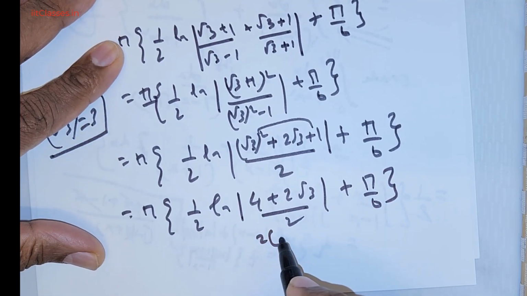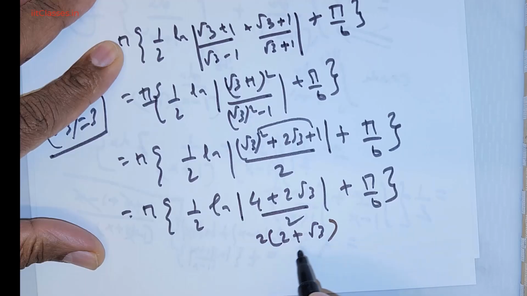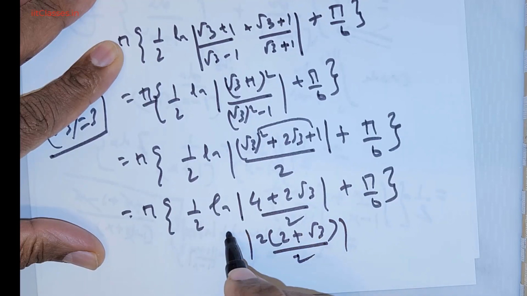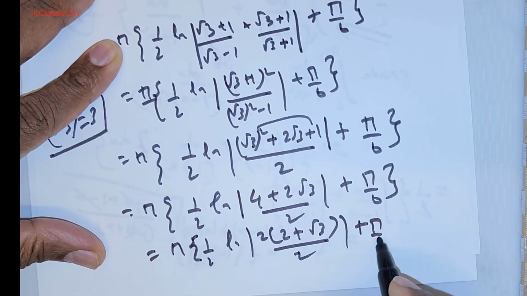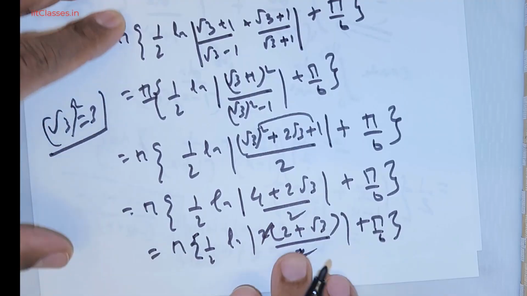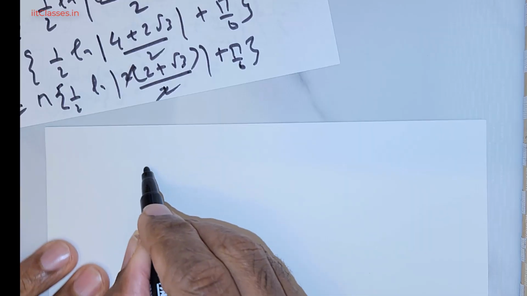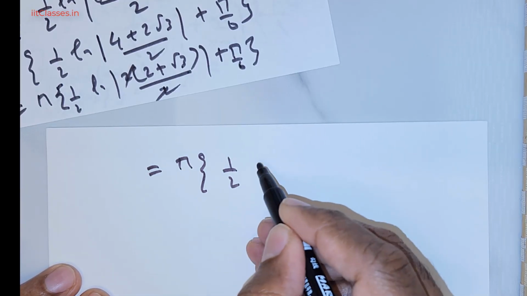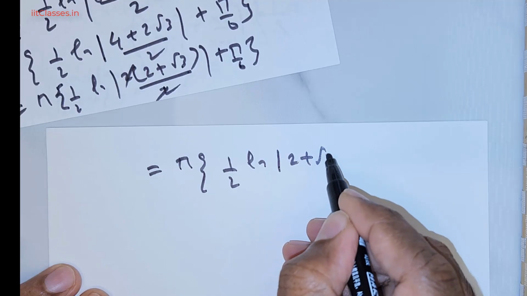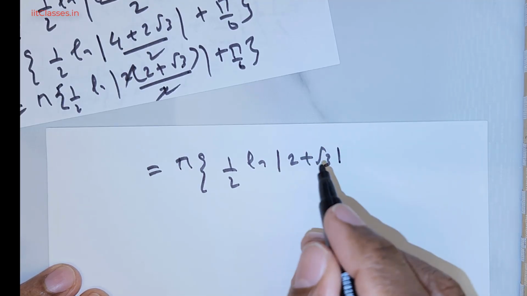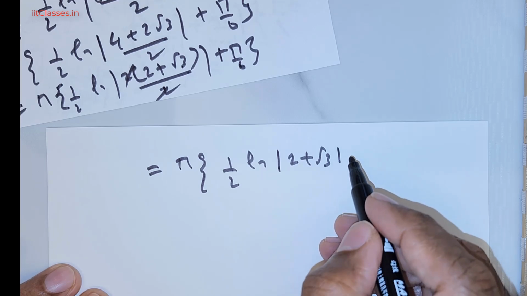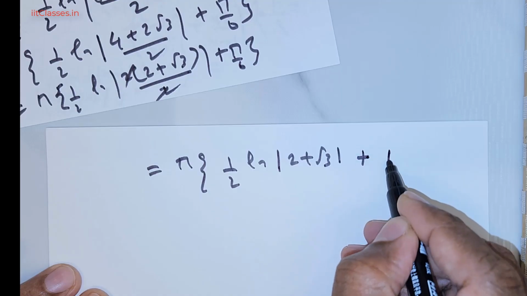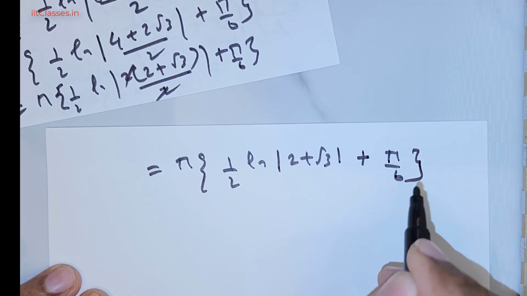Now 2 can be taken out, so you have 2 positive root of 3 divided by 2 modulus, and you have a ln, you have a half there, and you have a pi followed by pi over 6. So this 2 gets cancelled. So you have this quantity to be equal to pi times 1 over 2 times ln modulus of 2 positive root of 3, right? This is what you got. Is there anything else we can do? We cannot do anything, so we retain it as it is, followed by positive pi over 6.